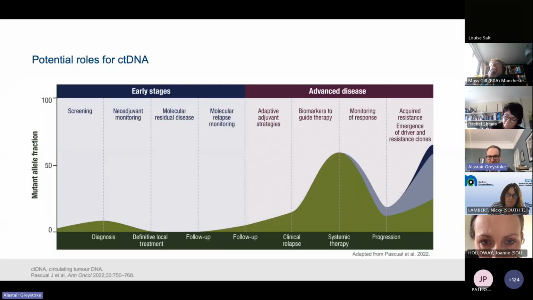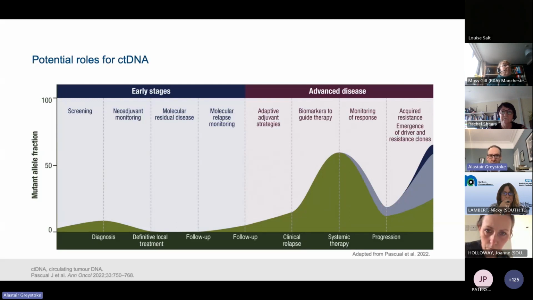In the metastatic setting, particularly, you'll see at the bottom where it says systemic therapy, we're mainly using it at the moment as biomarkers to guide patients first presenting with cancer as to the best treatment. But you can see there's a number of different ways that we could use it, including monitoring for response, starting to look at how patients are becoming resistant to our treatments, and I'll touch a little bit on those.